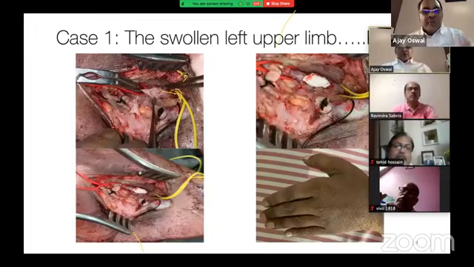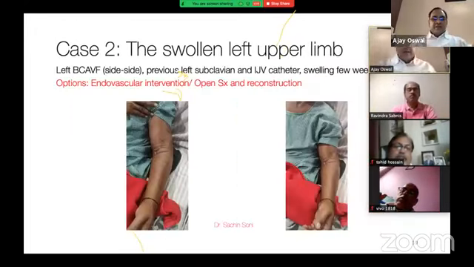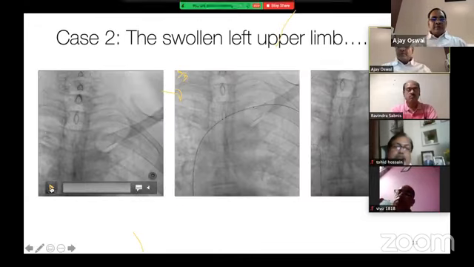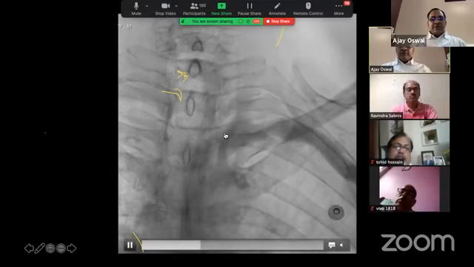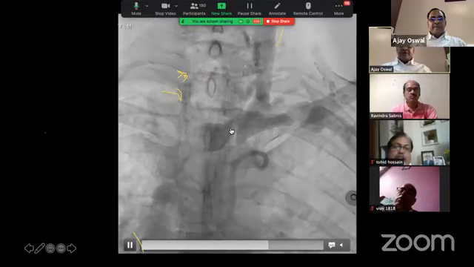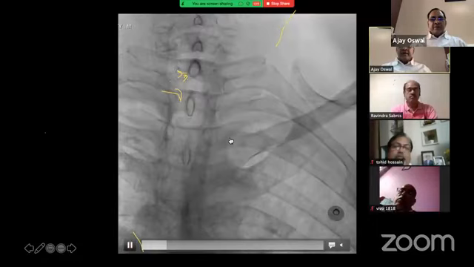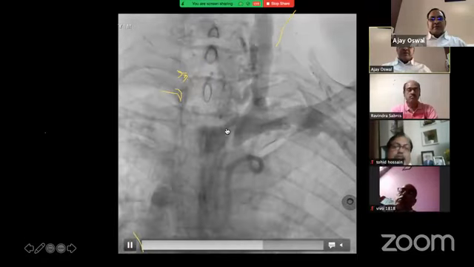Right. So I present a similar case, side to side brachiocephalic AV fistula. A few weeks later, the limb was swollen. And here our nephrologist, who is also an interventional nephrologist, said he can negotiate something across the stenosis. So this is the stenosed subclavian vein segment. See it again. This is the stenosed subclavian vein segment.